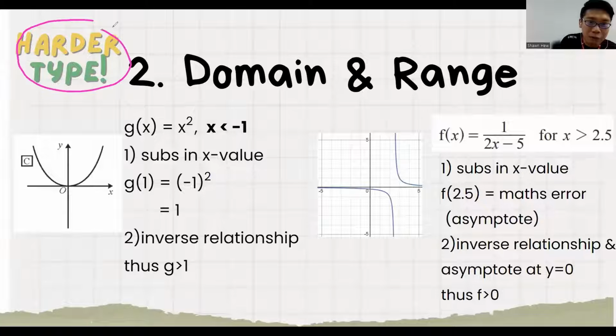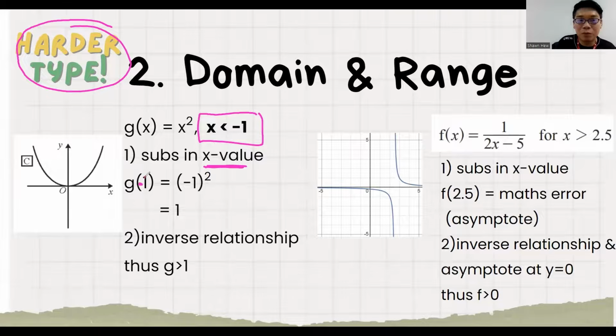Why is this the harder type of question? Let's see, because this graph is still the U-shape, but they request x less than 1. We continue, we sub in x value is -1. Then we find that it's 1, which means when x is -1, my y is 1. I want everything to the left, meaning I want -2, -3, -4, so I only want this part, agree or not?